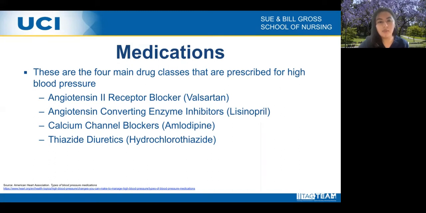Next is calcium channel blockers. An example of that is amlodipine. And the last is thiazide diuretics. And an example of that is hydrochlorothiazide. Your physician may start you by just using one of these medications, but depending on how severe your high blood pressure is, they might end up prescribing you more than one of these medications.